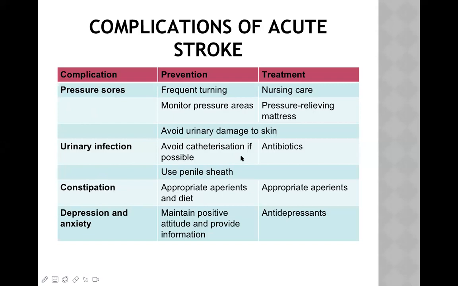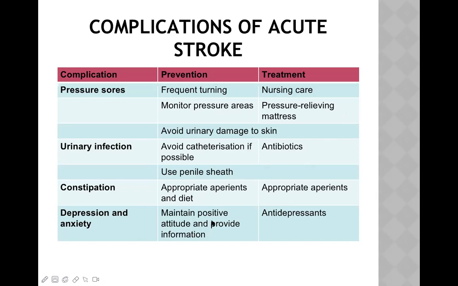But this is a challenge now. If we do not put in a catheter, then the patient will pass urine on the bed, and this will further cause pressure sores. So rather than the Foley's catheter, we can use a penile sheath, also known as a condom catheter, in the case of males. It can be applied very easily, and it doesn't have a high chance of causing urinary tract infection. So this is important, and if it has already occurred, treat with antibiotics.